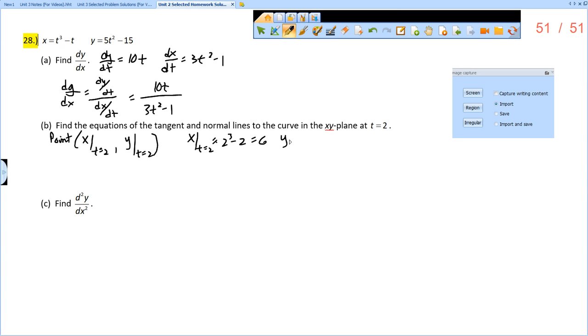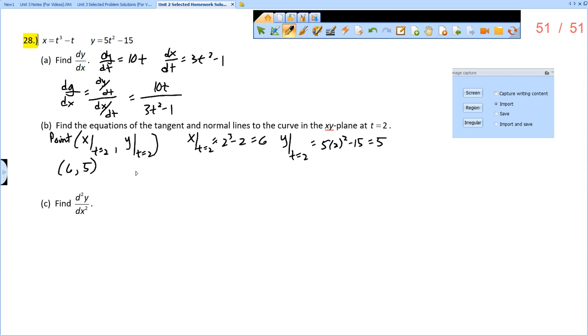And what is y at t equals 2? So y is 5t squared minus 15, so 5 times 2 squared minus 15. 2 squared is 4, times 5 is 20, minus 15 is 5. And so our point is (6, 5).